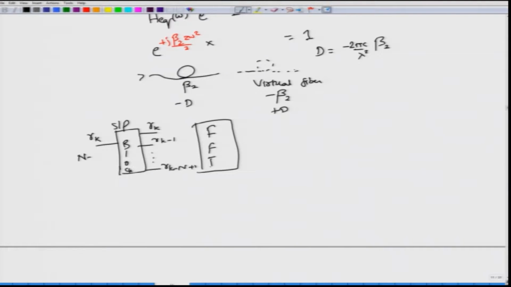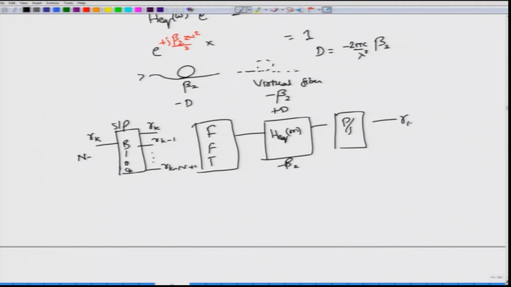What I do is I simply take the Fourier transform. After taking the Fourier transform, I then put in my H equalizer of omega, which I will write as H equalizer of m. So, this will be my Fourier transform multiplied by H equalizer, which is again the fiber transfer function with a sign of minus beta 2. The output will be the Fourier transform A of z omega. I will again put my parallel to serial block back, and then I get my Rk values. So, this is one way of performing equalization using DSP, and this is called frequency domain equalization.